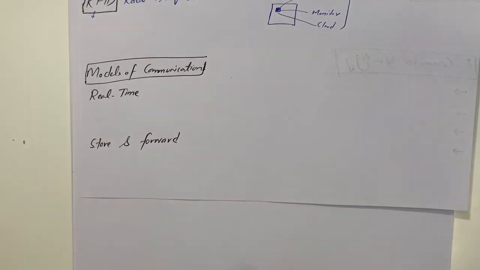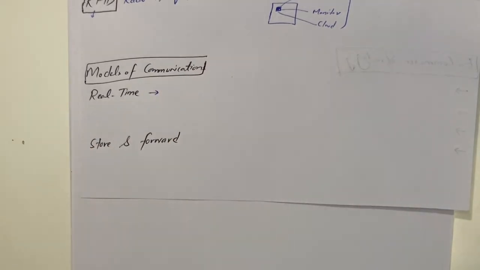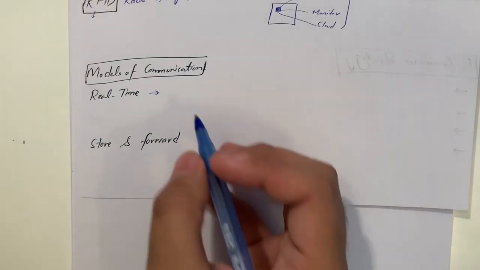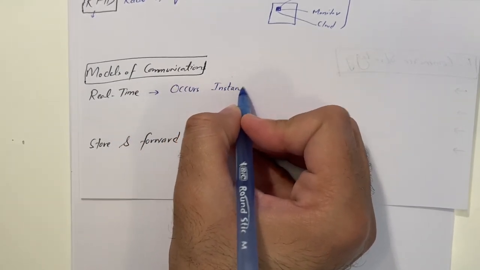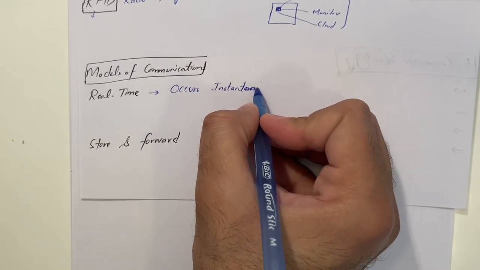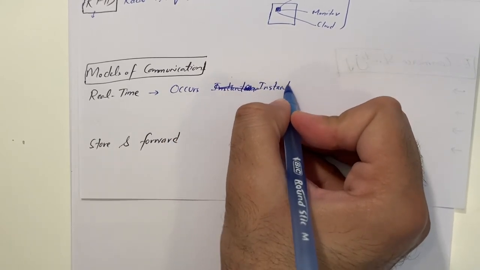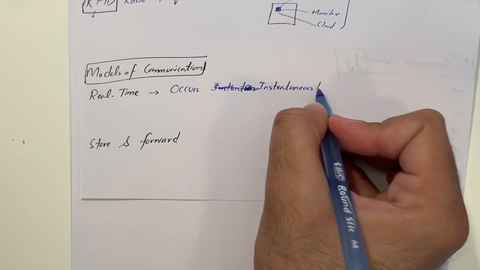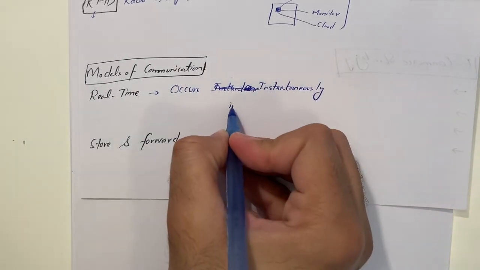Next, the model of communication. Again, this is all part of the definition of IoT. There are two types of communication which exist over the internet. One is real time, which occurs instantaneously. For example, your phone call: you just make a phone call and it directly gets you connected. Real-time messages are like your iMessages.